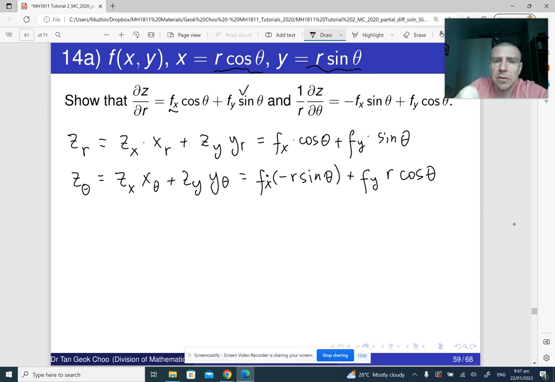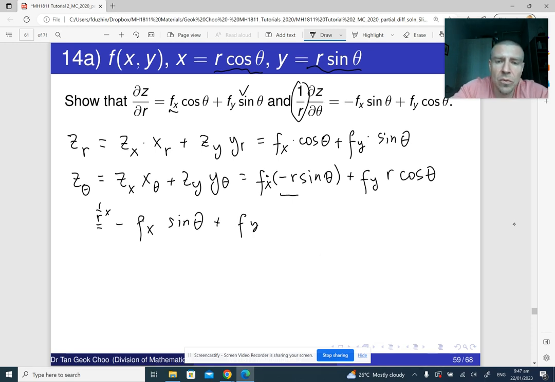Okay, and now we've got to divide it by r, right? So when we multiply by 1 over r, we get, there is a minus sign in front, so minus fx, r over r is just 1, so sine theta, plus fy. Now r, since we are multiplying by 1 over r, just disappears, times cosine theta, which is precisely what we were expected to get. Okay, so the second part is done. So this is part A.